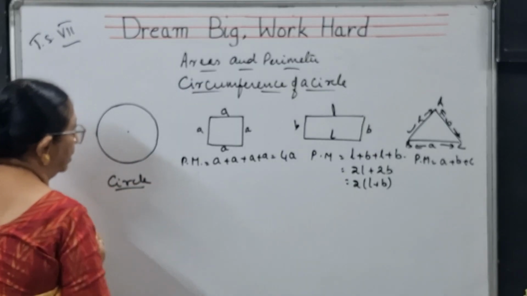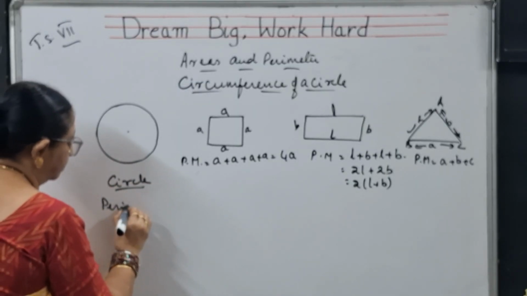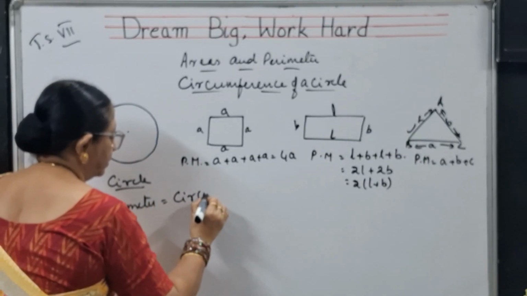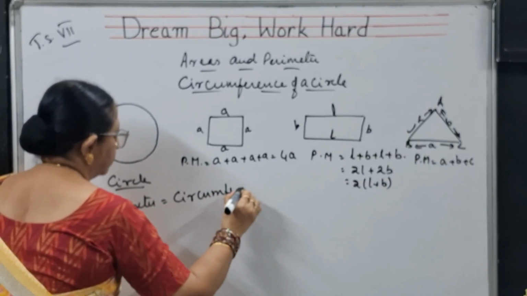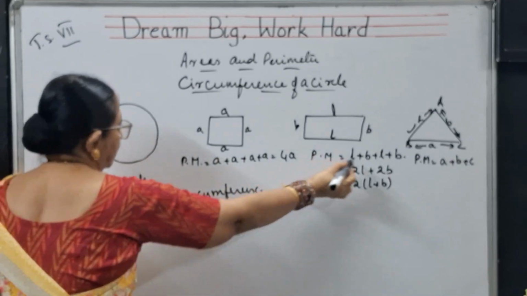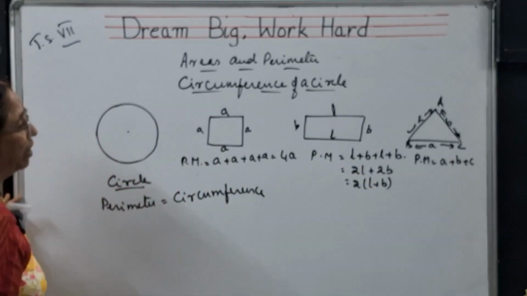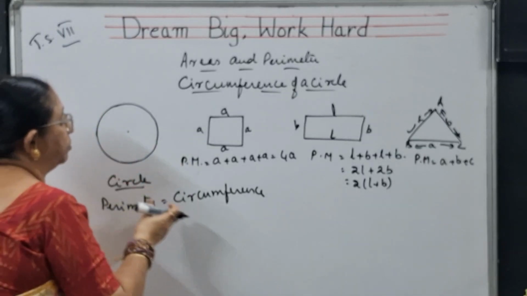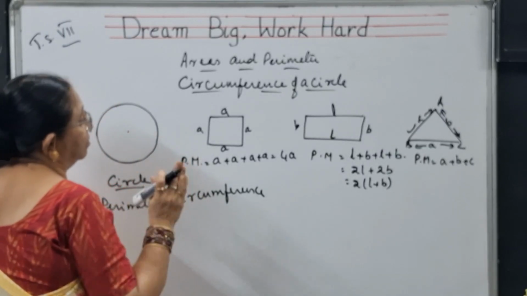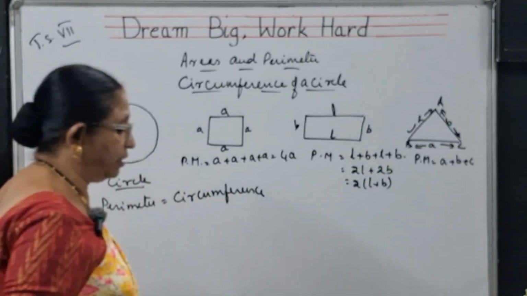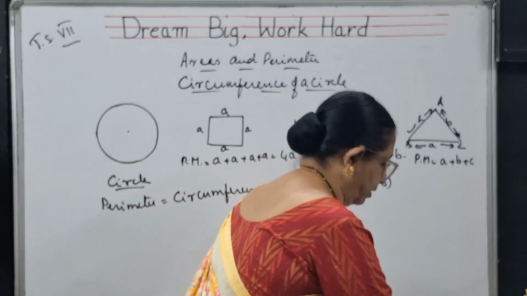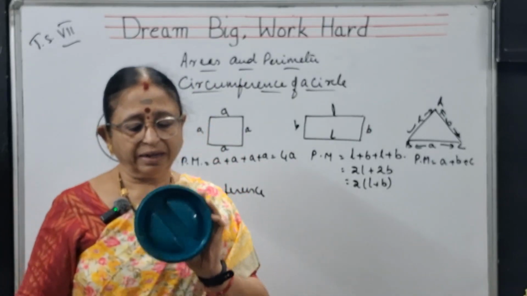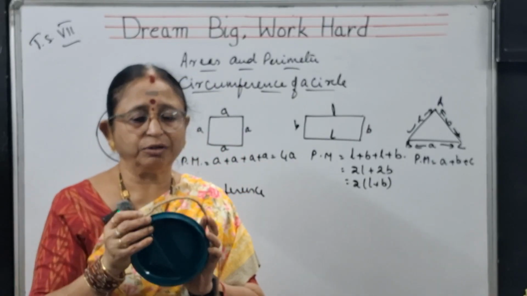For this circle, perimeter means circumference. In all these cases, perimeter means we have added all the sides. But for the circle, there is no side. So you will be calling it the circumference of a circle. So how will you measure the circumference of a circle? Suppose you consider this as a circle. It's the circumference you want to measure.